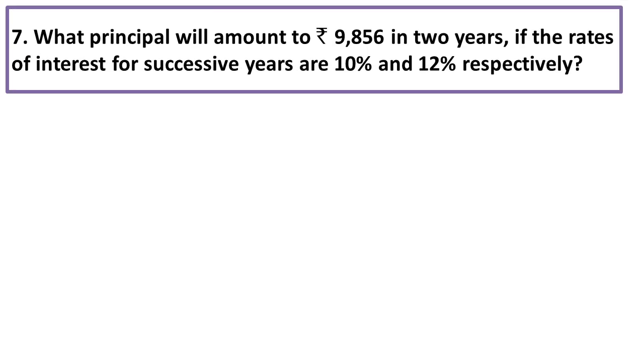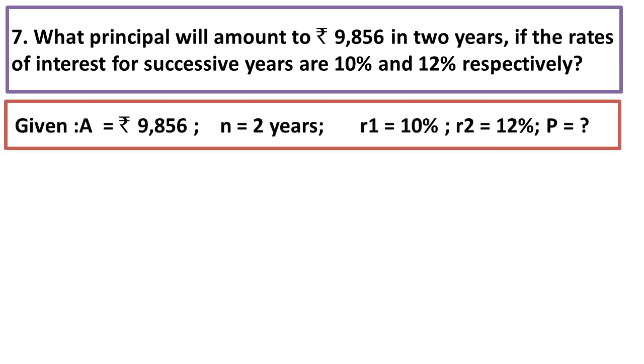Question number 7. What principal will amount to Rs 9856 in 2 years if the rates of interest for successive years are 10% and 12% respectively? In this problem, it is said that amount is Rs 9856 and number of years is equal to 2 years. The rates of interest for the first year is 10% and for the second year is 12%. We have to calculate P, the principal amount.